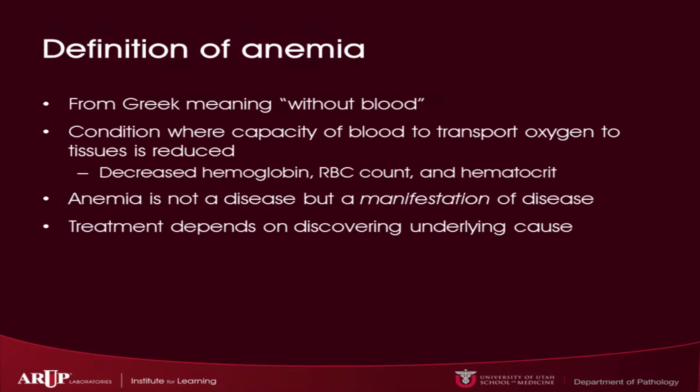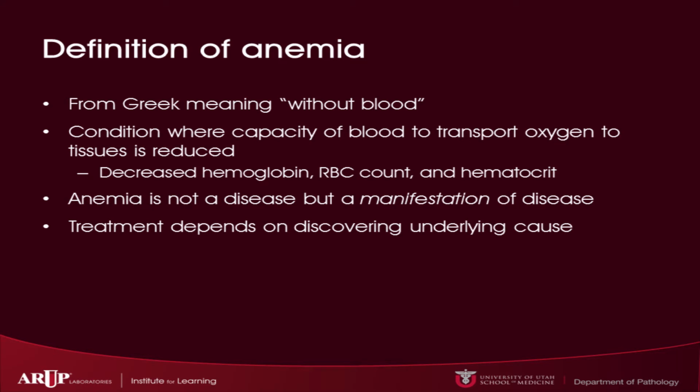Definition of anemia. Anemia comes from the Greek word, and it means without blood. It's a manifestation, not a disease, of numerous causes, and there are more than 1,000 different causes of anemia. It's basically a physiological manifestation of an underlying disease. It's the condition where the capacity of the blood to transport oxygen to tissues is reduced because of the underlying condition.